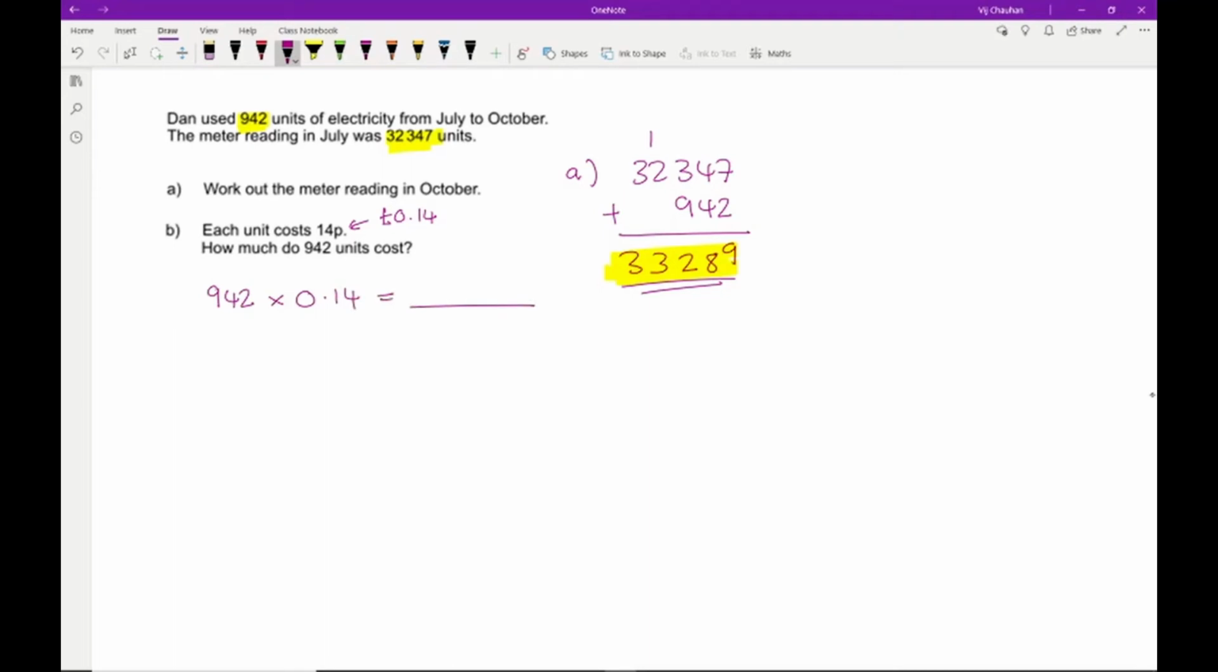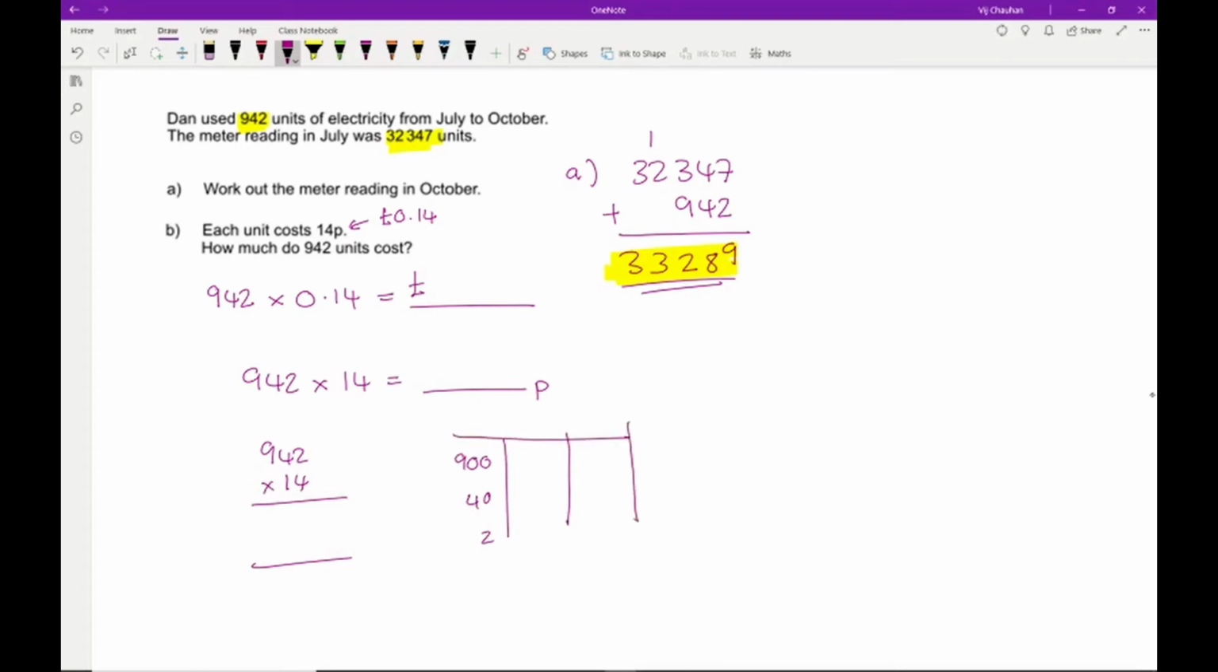However, if this is a non-calculator paper, then I would work with pence and then convert it. So let's quickly do it. How you do 942 times 14 is entirely up to you. It all depends on how you like to multiply. Some people like multiplying like this. Some people might want to use what we call the grid method, so I've got 10 and I've got 4. It doesn't really matter which method you use as long as you're getting the right answer.